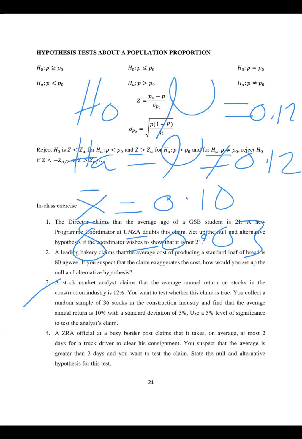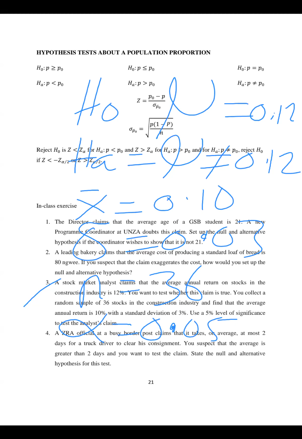Then you are given the sample size n. Our sample size n is 36, meaning we are calculating a Z-statistic. We told you that whenever you're dealing with a sample size greater than 30, you use the Z-statistic. And the level of significance, meaning our alpha, is 5%, which is the same as 0.05. So you have gotten all these parameters.